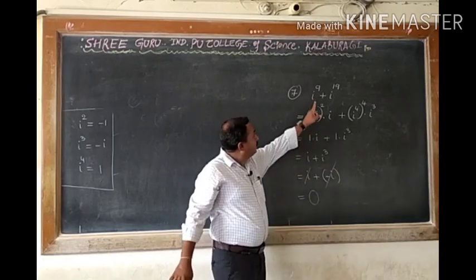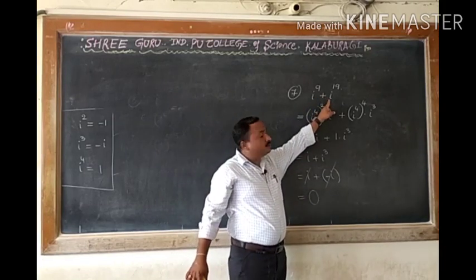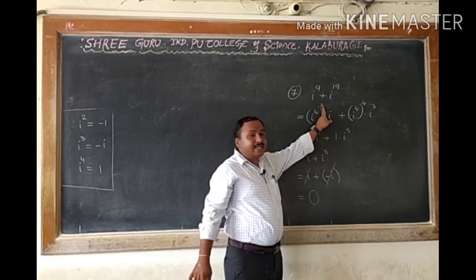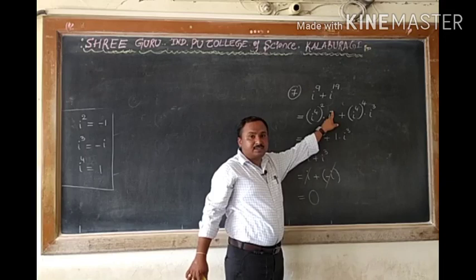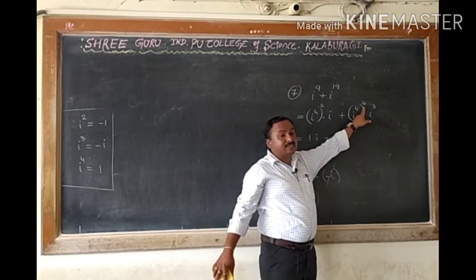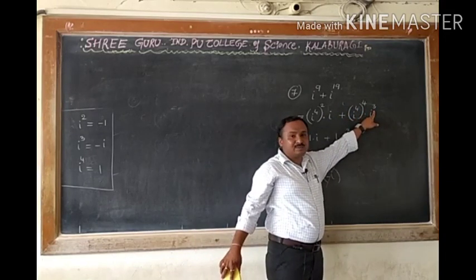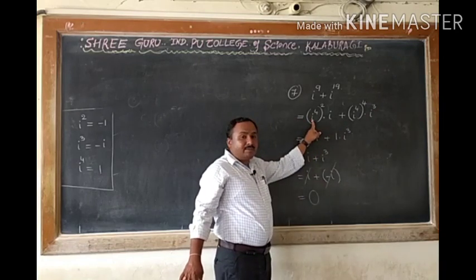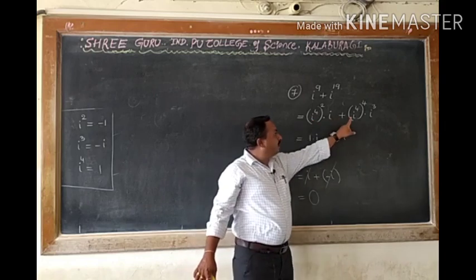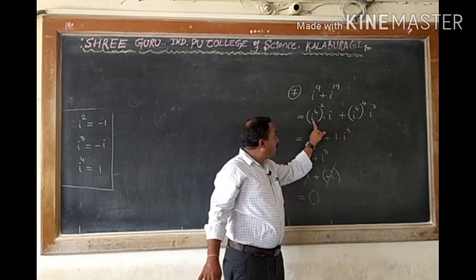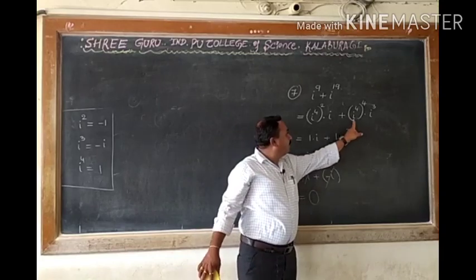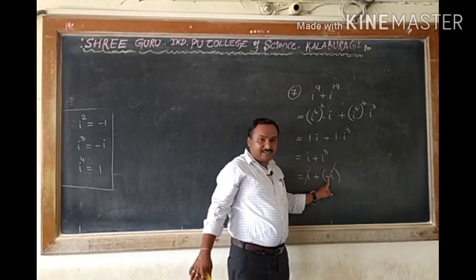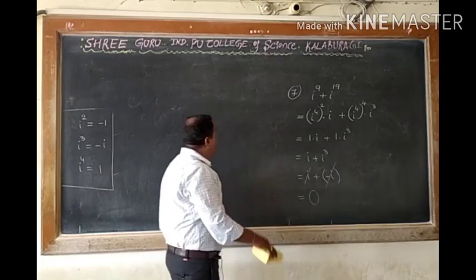That is i power 9 plus i power 19. 9 can be written: 4 twos are 8, remainder is 1, so i is present. 19: 4 fours are 16, remainder is 3, so i cube is present. This value i power 4 is always 1. 1 into i, 1 into i cube. I cube value is minus i. Plus i, minus i, 0.